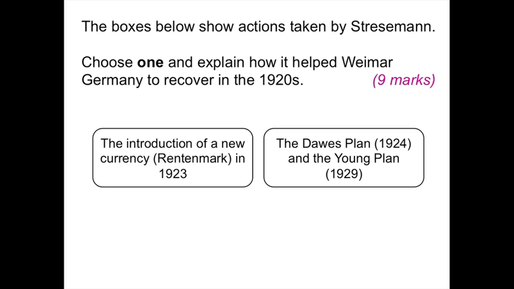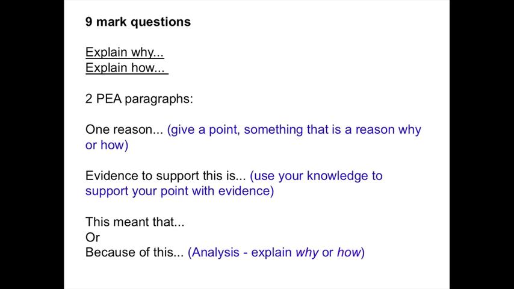In a moment we will go through the first option, which was the introduction of a new currency, the Rentenmark, in 1923. We'll look at the Dawes Plan and the Young Plan in a little while. First of all, what do you need to do to answer 9-mark questions? They're normally explain why or explain how questions, sometimes worded a bit differently, but that's what they're getting at.